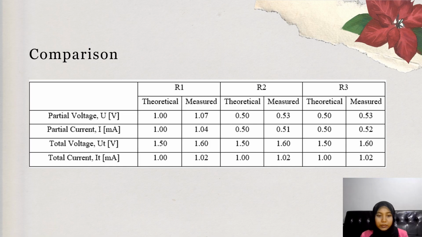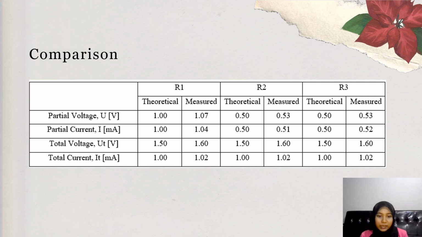And now we want to compare the theoretical value and the measured value. For the partial voltage for R1, the theoretical value is 1.0, meanwhile the measured value is 1.07. For R2, it is 0.5, meanwhile the measured is 0.53. For R3, the theoretical value is 0.5, meanwhile the measured value is 0.53.